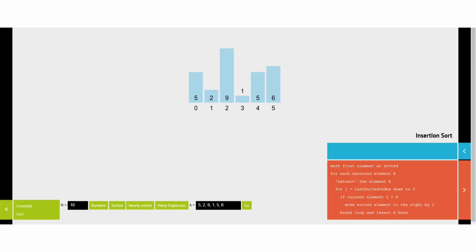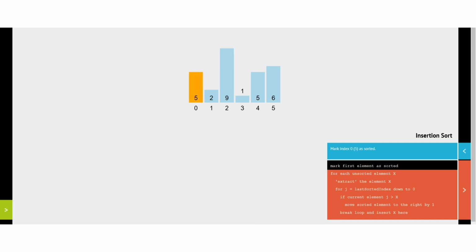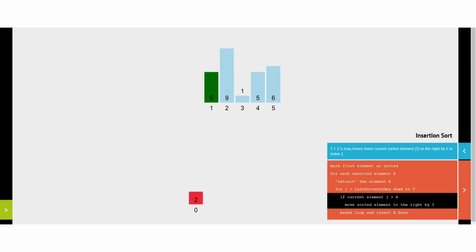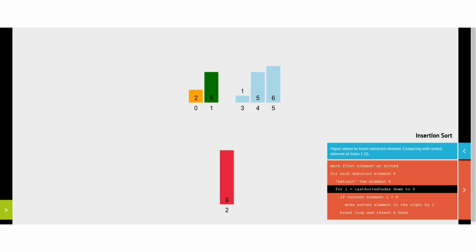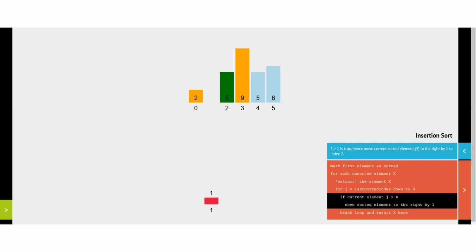This is the visualization of insertion sort. I have taken the elements 5, 2, 9, 1, 5, 6. It is showing how insertion sort goes.